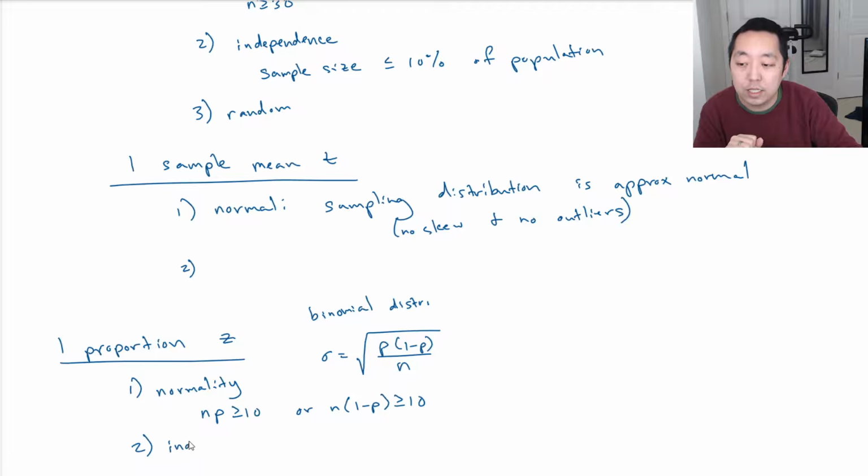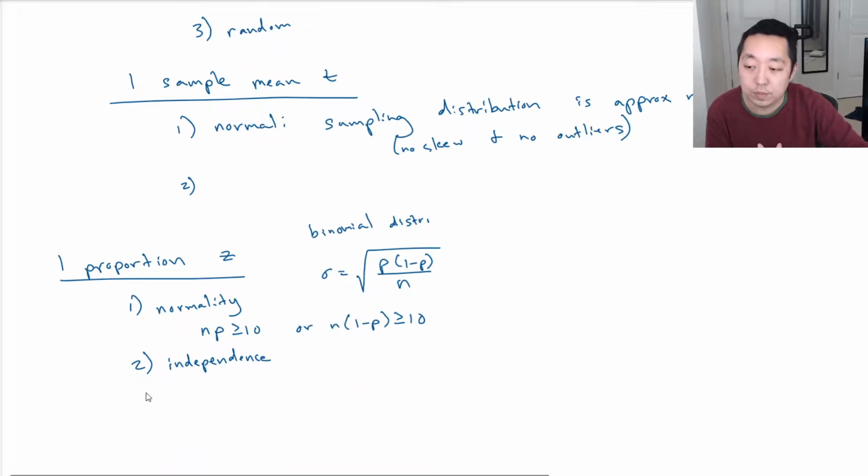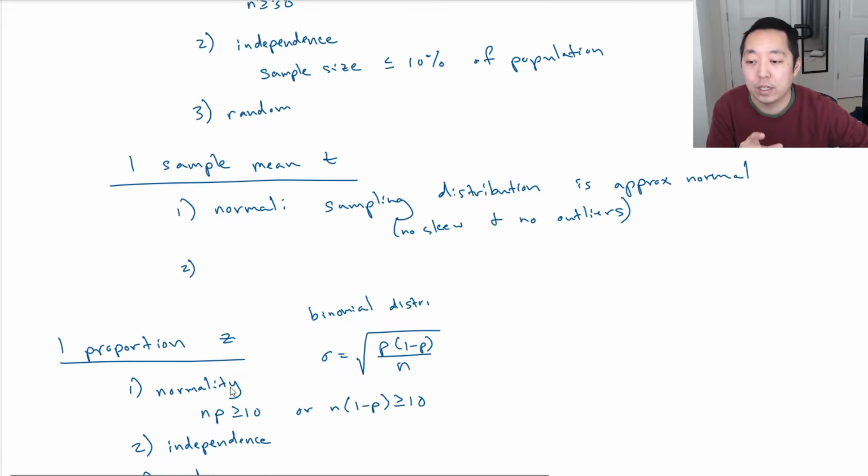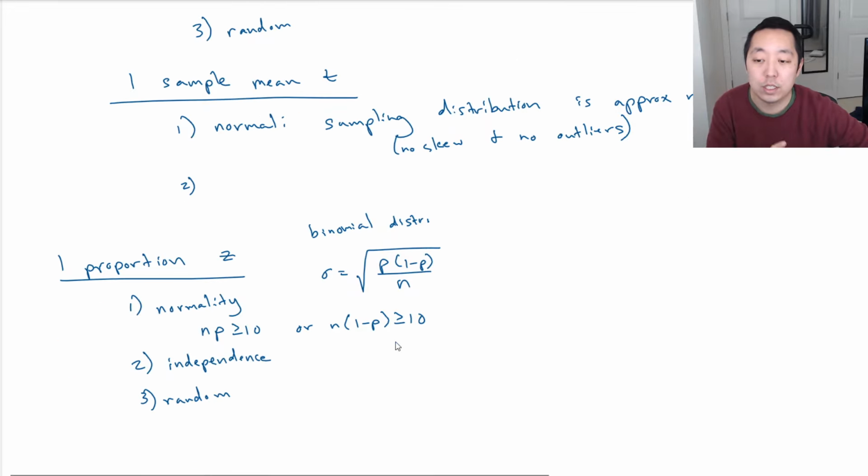The independence condition is the same: as long as the sample size is less than or equal to 10% of the population. Again, that has to do with the with replacement, without replacement business we just talked about. And third, it must be random. A lot of these conditions overlap quite a bit, but keep in mind that the normality condition is the one that probably changes the most among the different tests. So keep in mind which test the normality condition applies to and why that matters.